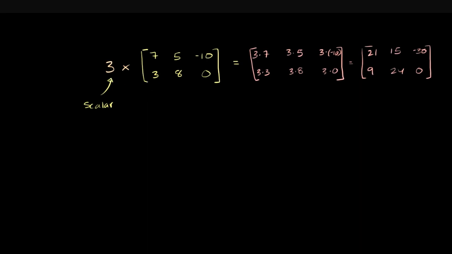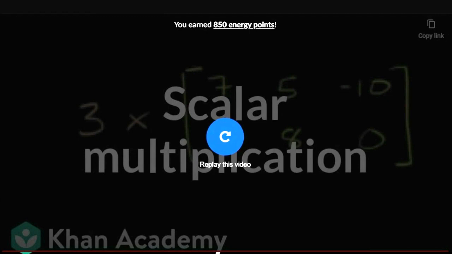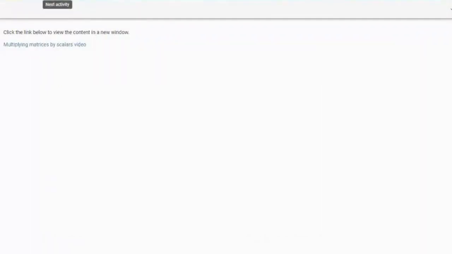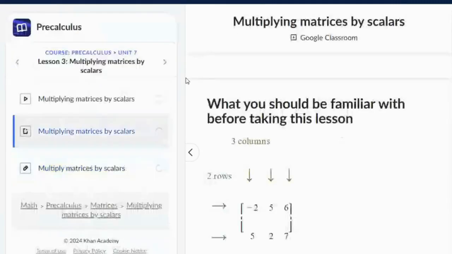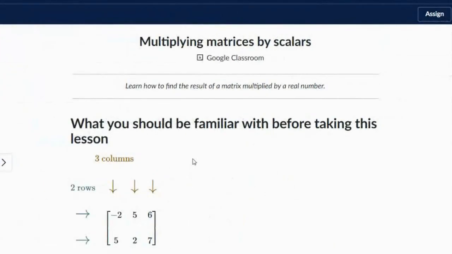So when you multiply a matrix times a scalar, you just multiply each of those entries times that scalar quantity. All right, called a scalar because we're scaling it by that amount. We're scaling this to be times 3, right? So that's kind of why they call that a scalar. So let's go back and see the written lesson that goes with this. So if we go to the next one, multiplying matrices by scalars lesson that goes with it. Close this little side tab.